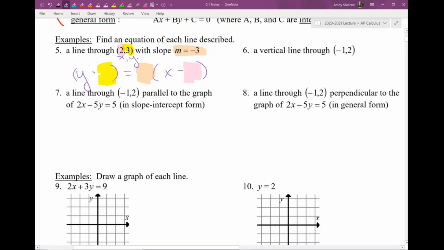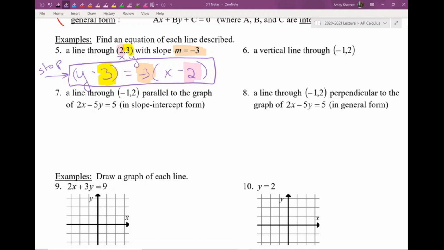Ready? So y sub 1 is a 3, and m is a -3, and x sub 1 is a 2, and it turns out that's all you have to do. You really do not need to go any further than that. In fact, I really prefer that you do not. This is where you stop in a calculus class.